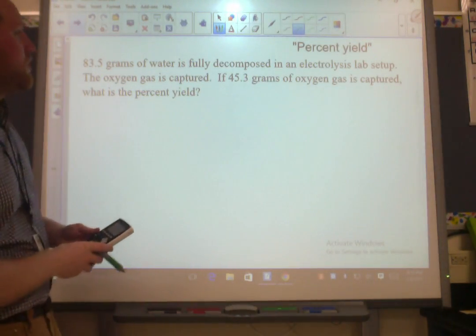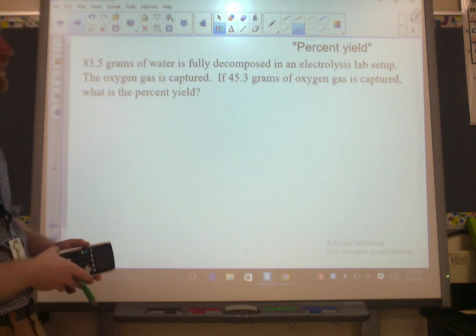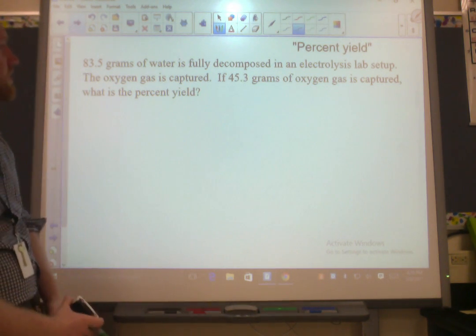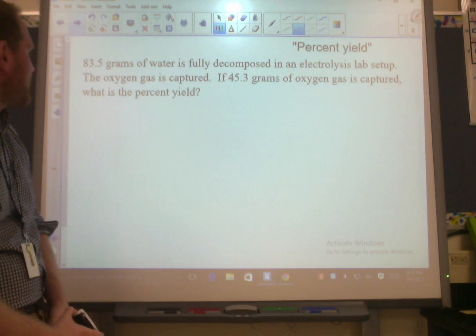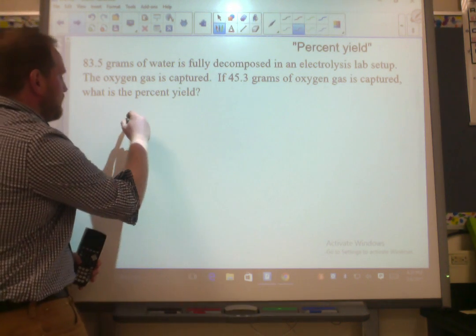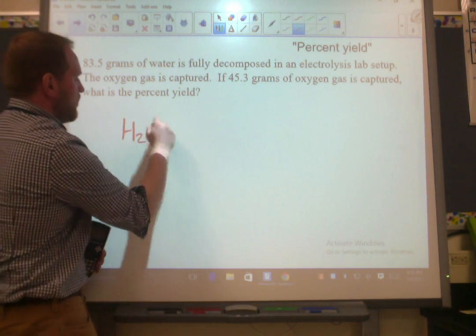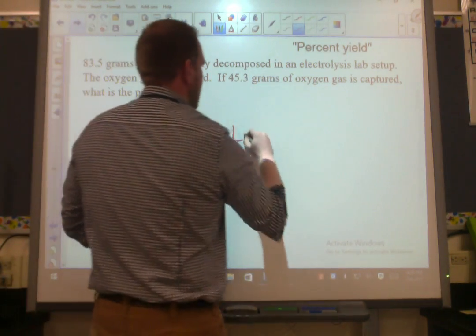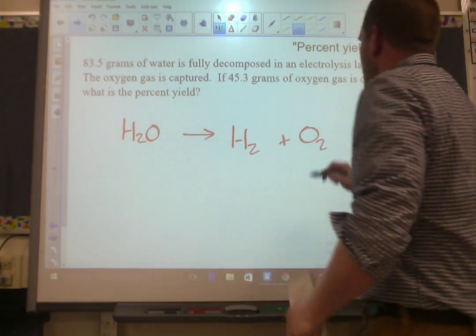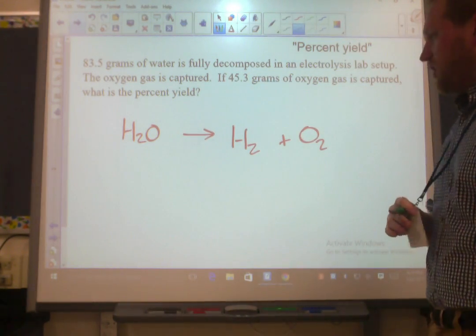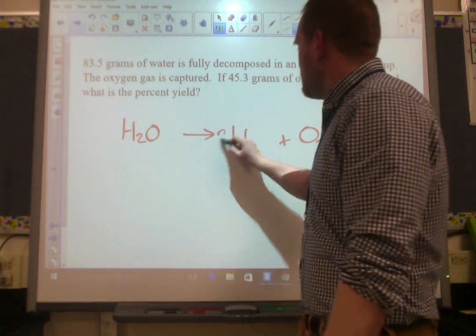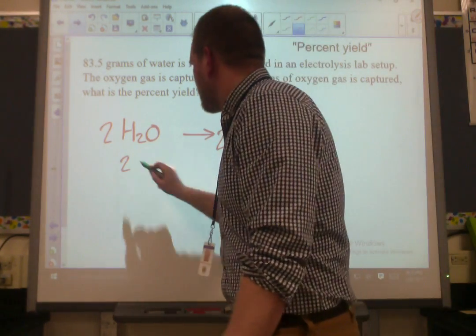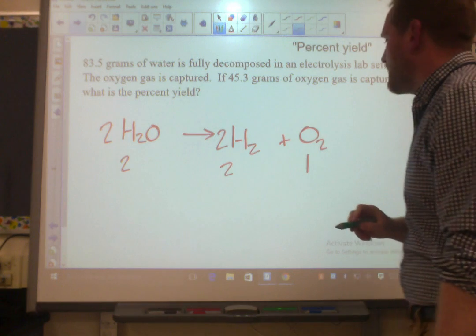All right, let's do one more. This is kind of a from-scratch problem with percent yield. So it says 83.5 grams of water is fully decomposed in an electrolysis lab setup. So let's write out the formula. H2O. Electrolysis means it's going to decompose into hydrogen and oxygen. Both of those are diatomics, Brinkelhoffs. Let's balance it. So we need a 2 there and a 2 there. So my mole ratio is 2 to 1.